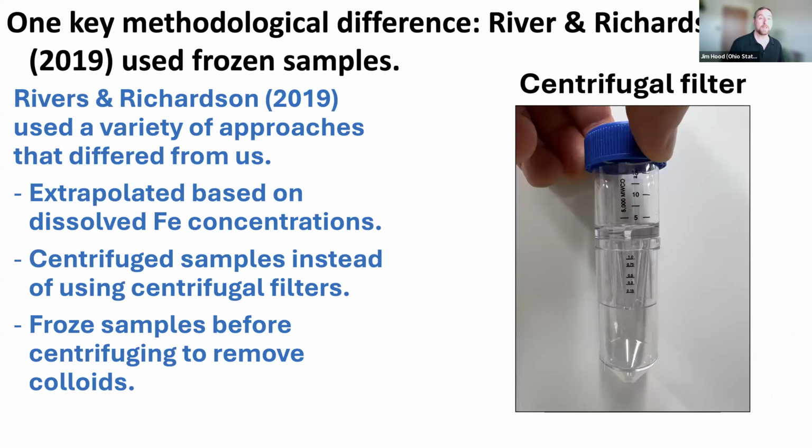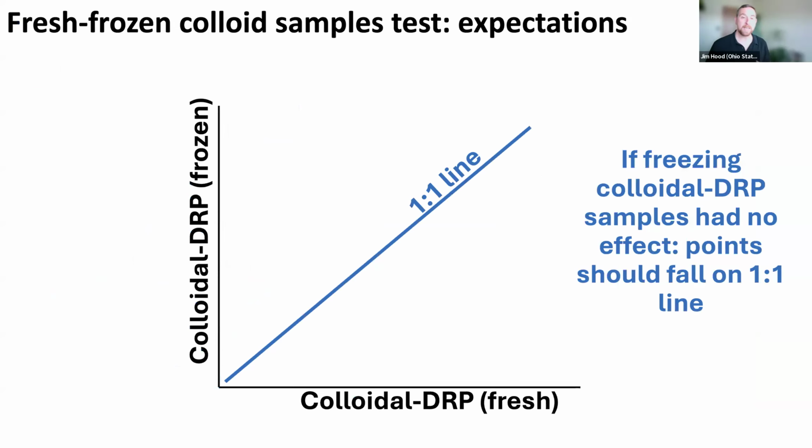And that's what I want to focus on for a second. They used a variety of approaches. They centrifuged their samples. We tested that. That didn't cause a problem. But they also froze their samples before centrifuging them to remove colloids. And that's very similar to what we did in our pilot data. So we started collecting samples that we would freshly filter at night. Ashlyn was doing this way into the evening, and then other samples that we would freeze and filter later. And so I want to show you those tests.